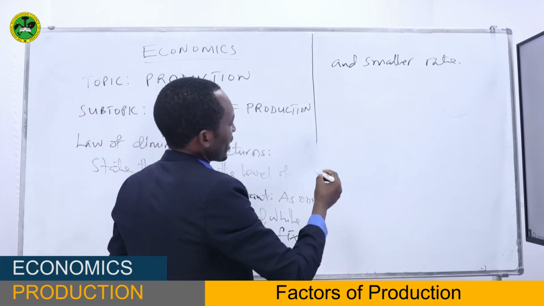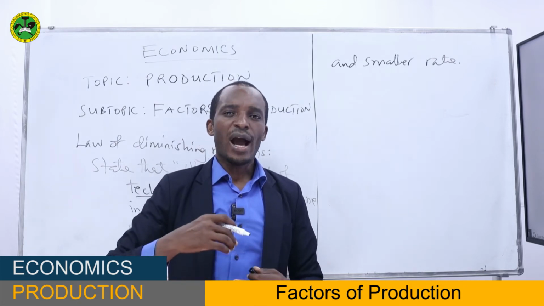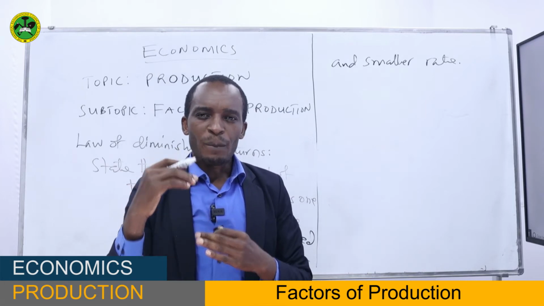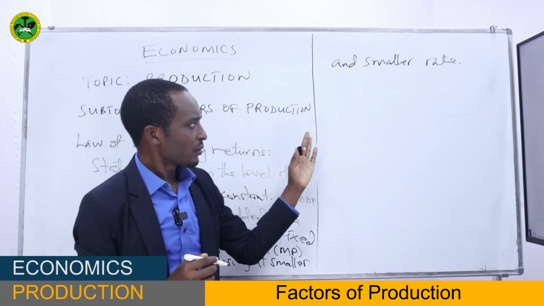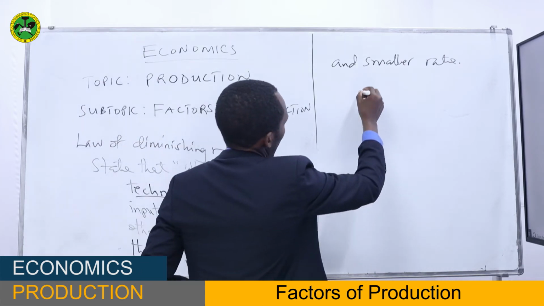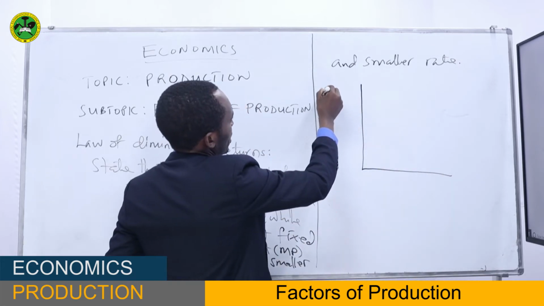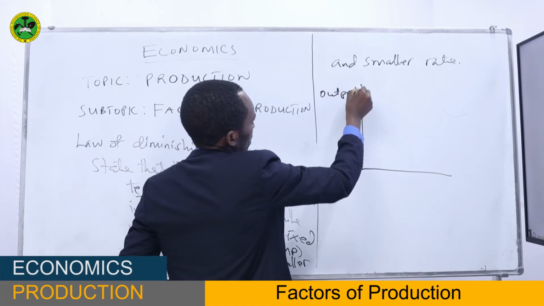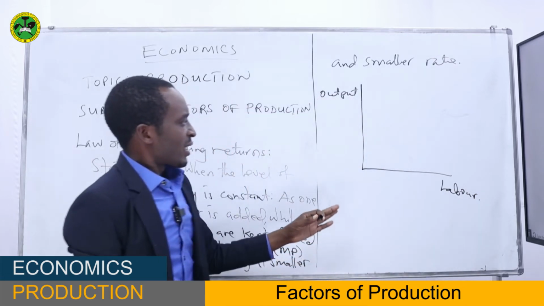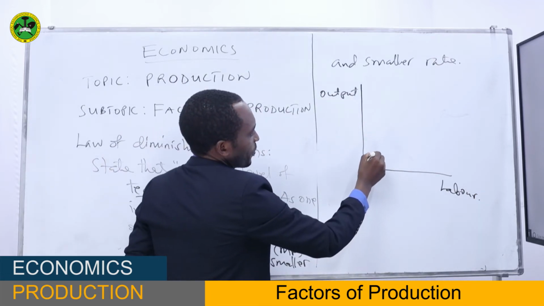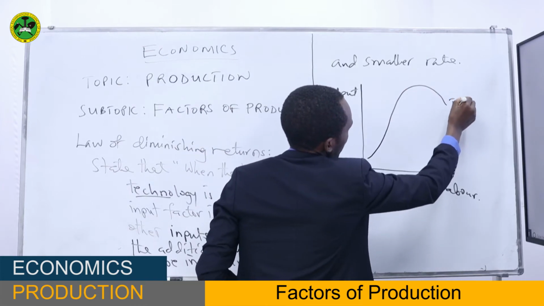So, graphically, the law of diminishing returns will start to operate when the marginal product is reached at a maximum. We can show this graphically. Here is the output and here is labor. Now when we draw the graph of total product, it will be like this one. This is the total product curve.